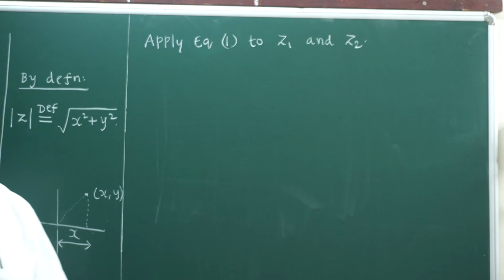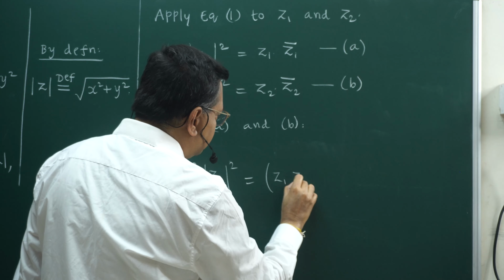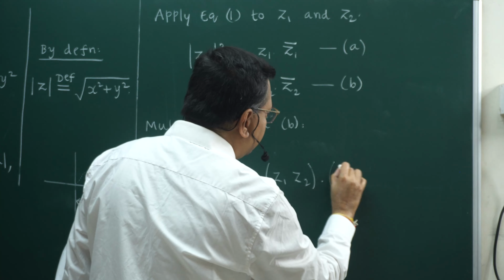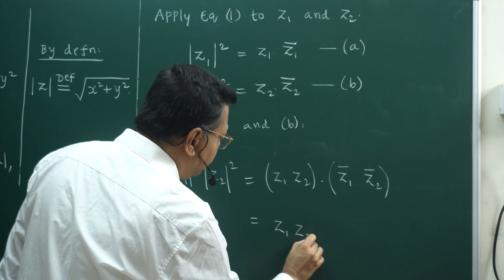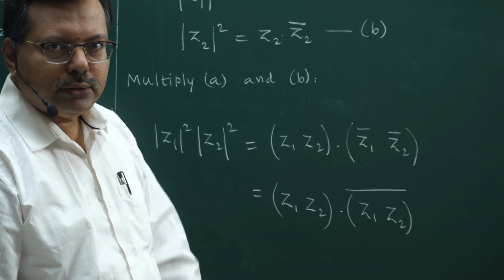So then we get modulus of z1 square, modulus of z2 square would be equal to, multiply this into these two things will give you z1 bar z2. Which can be simplified like this, z1 z2 multiplied by z1 z2 whole bar. So this is equal to this, isn't it?